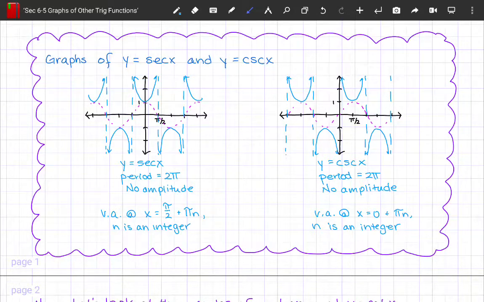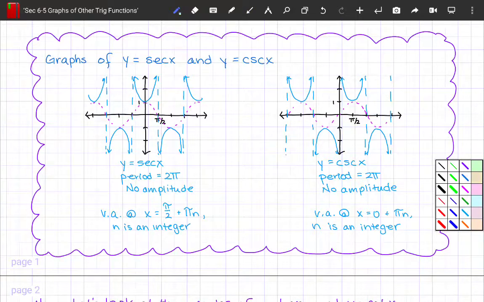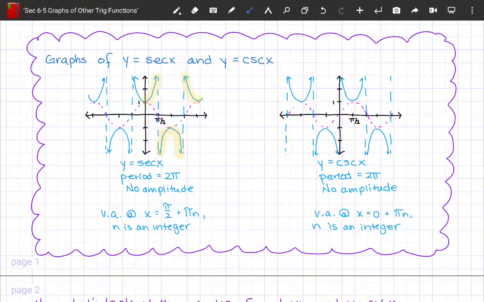Now, if we talk about periods, in order to complete one cycle, it's still going to be 2 pi. So if I start at 0 and go to 2 pi, you can see that that completes one cycle of the graph. So the period for cosine was 2 pi. The period for its reciprocal is still going to be 2 pi. But we don't really talk about an amplitude. Only sine and cosine graphs get an amplitude. It doesn't make much sense to talk about how high or low a graph goes. So we don't have an amplitude for the secant or cosecant graphs.